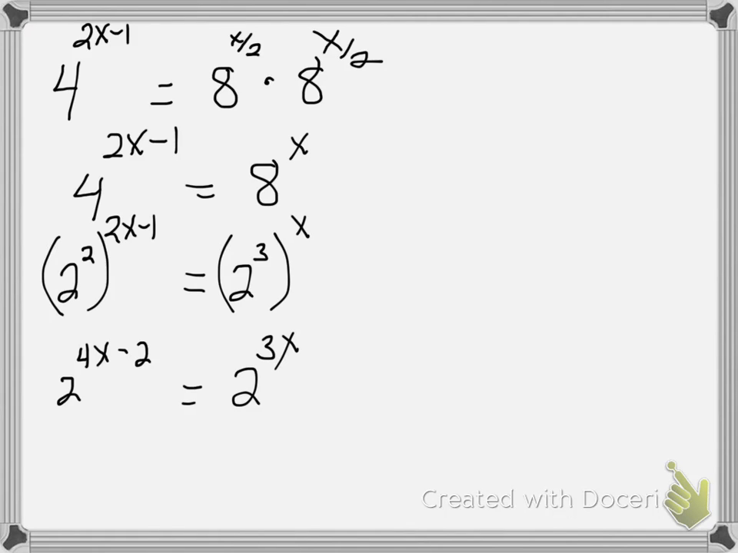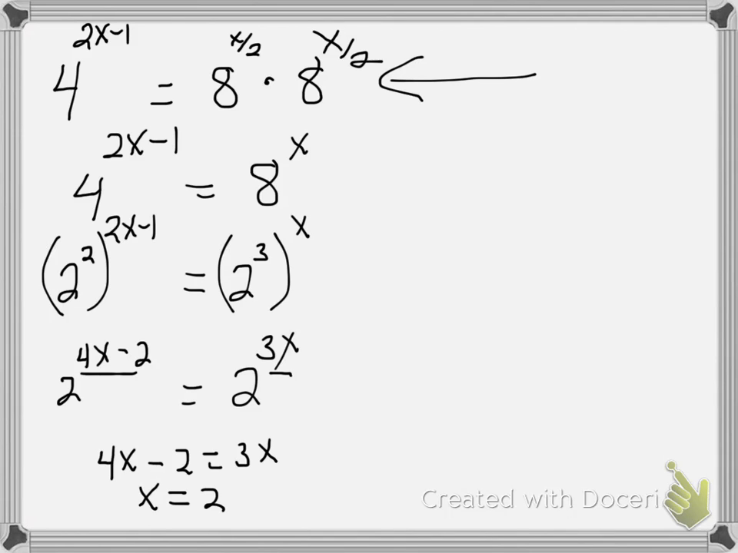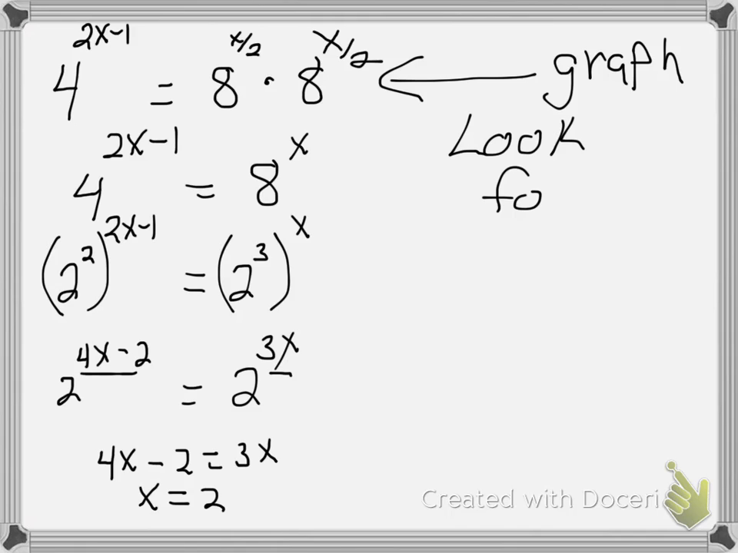Well, our bases are the same, so that means our exponents have to be the same. So that means that 4x minus 2 equals 3x. Well, we can do some quick algebra here, and we get x equals 2. Now, another option would be to graph this and look for the intersection.